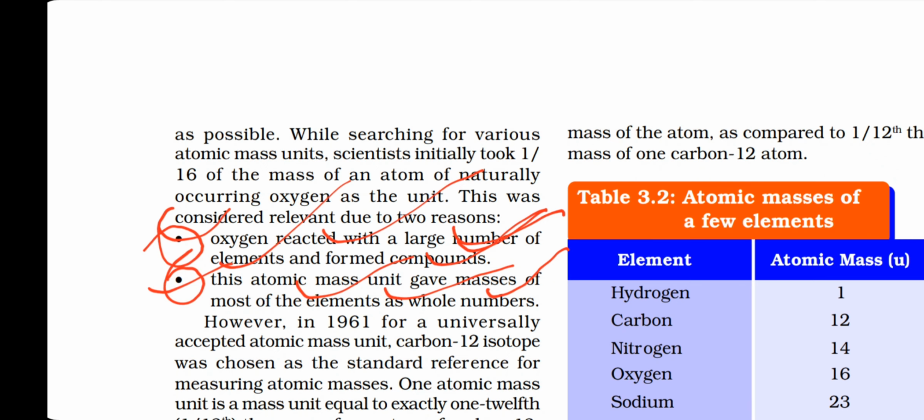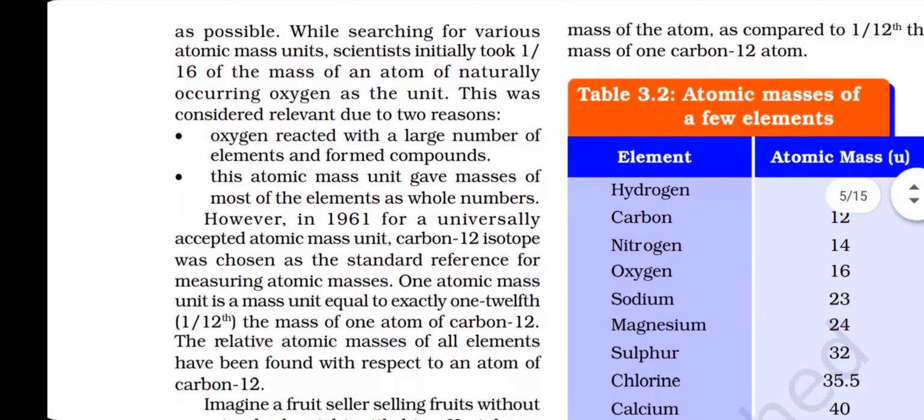Later, in 1961, it was decided that carbon-12 would be taken as the relative mass of the elements. So it is taken as the standard reference for measuring atomic mass. That is, to measure the atomic mass of an element, we compare it with 1 by 12th of the mass of the carbon atom.